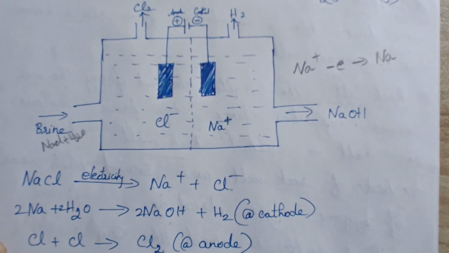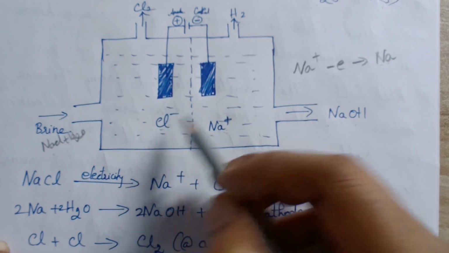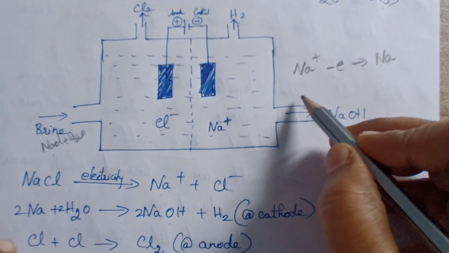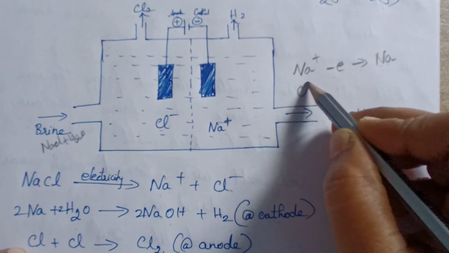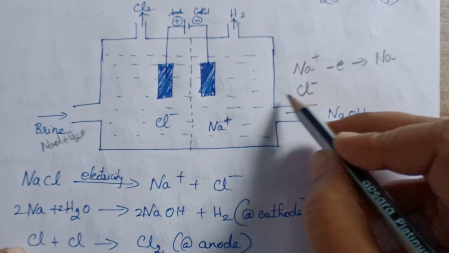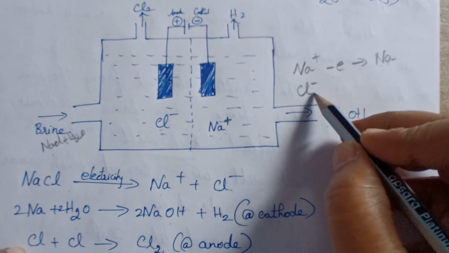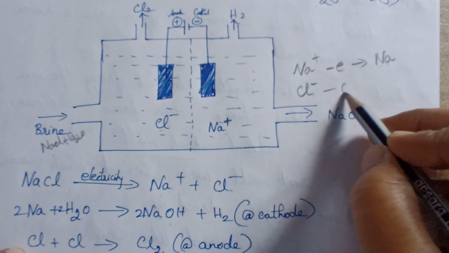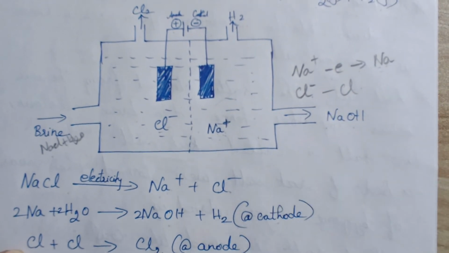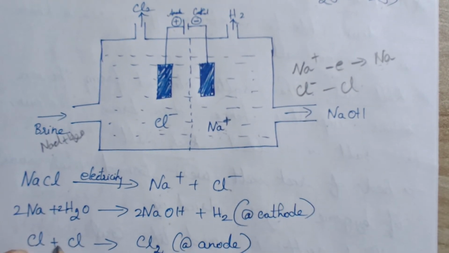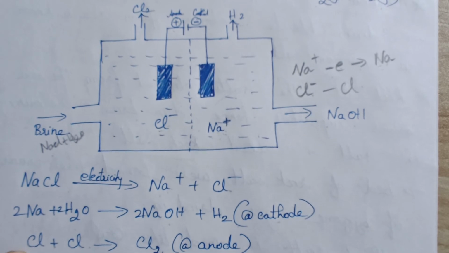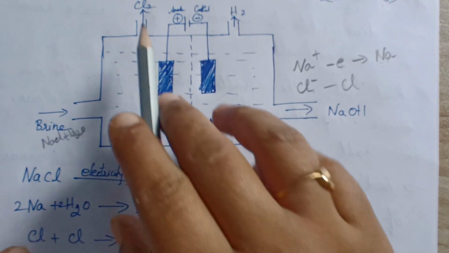So what happens to this Cl-? It needs one electron, right? So it loses one electron to complete that. It becomes Cl, chlorine. It does not exist as Cl, it exists in the molecular form Cl2. So this gas is released at the anode.